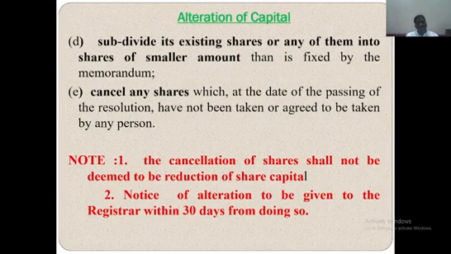Fourth, subdivide its existing shares or any of them into shares of smaller amount than that fixed by the memorandum of association. Fifth, cancel any shares which, at the date of passing of the resolution, have not been taken or agreed to be taken by any person. Note 1: the cancellation of shares shall not be deemed to be a reduction of share capital. Note 2: notice of alteration is to be given to the registrar within 30 days.